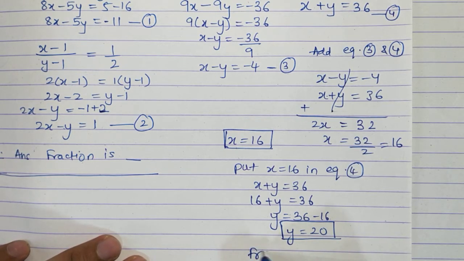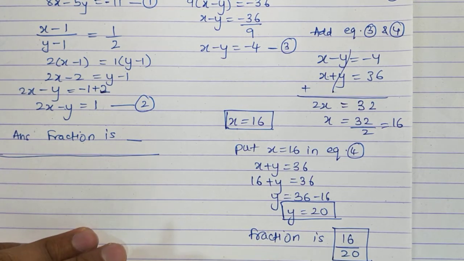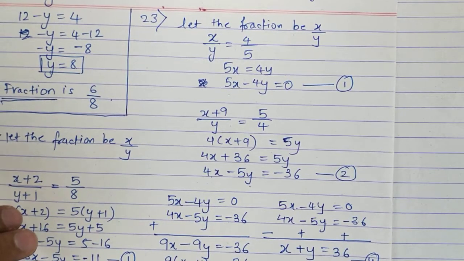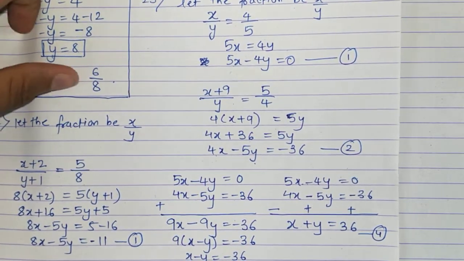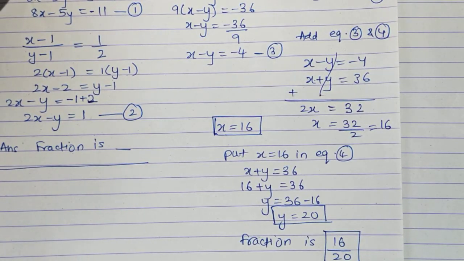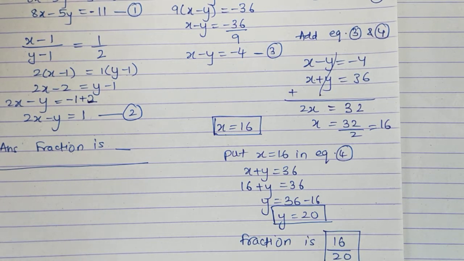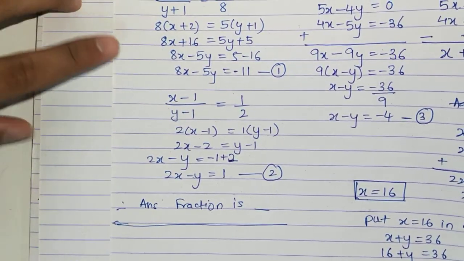That means the fraction is 16 upon 20. Keep it as it is. Okay. Copy this sum. Now we have completed the type fractions.